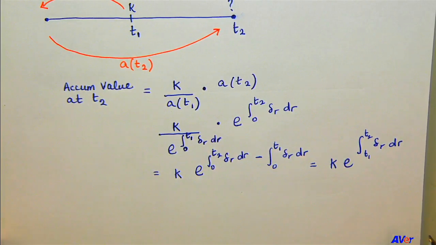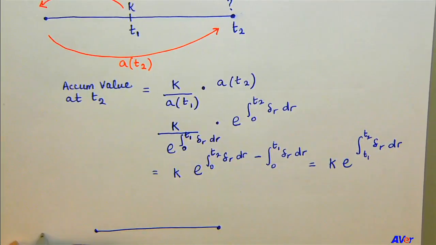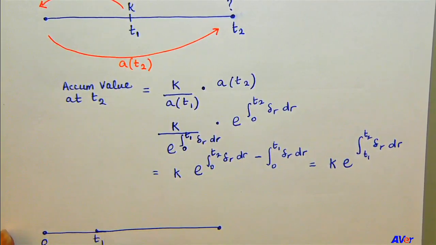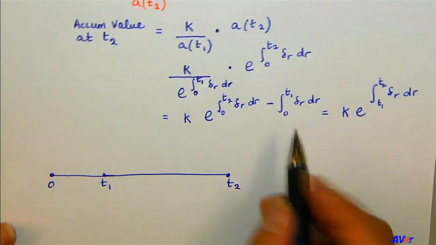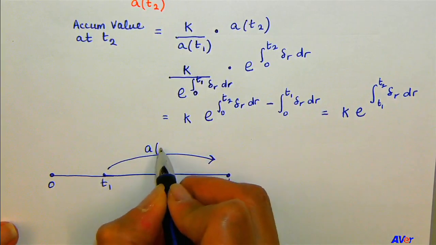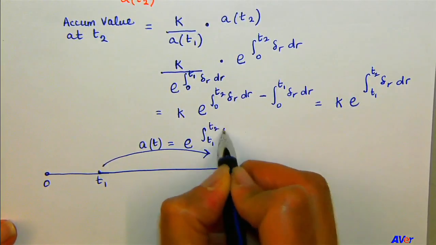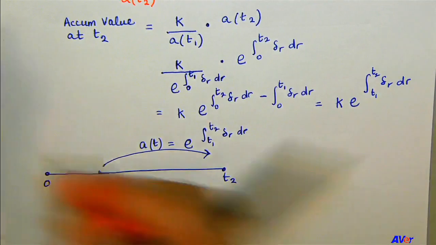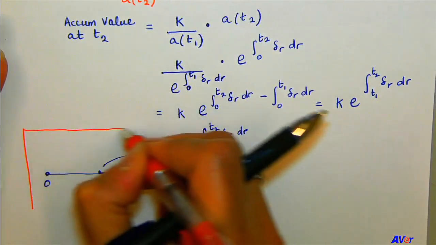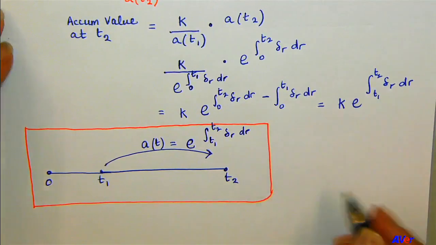Let's do a problem. So before I do that, somewhere here I should write a formula that says this, okay? 0, t1, t2. To go from here to here, a of t is equal to e to the integral from t1 to t2 of delta of r dr. And let's put that in a box and let's memorize that. And then let's do our example.